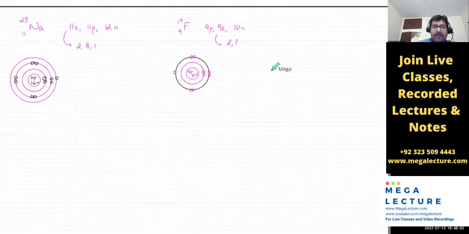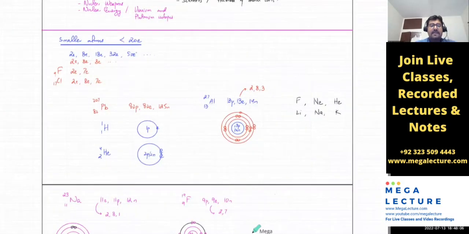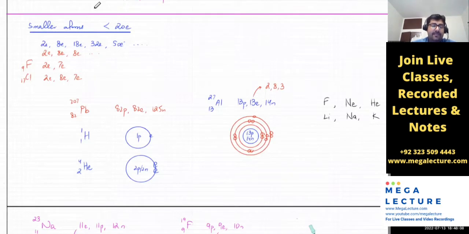That's about it. So remember, first smaller atoms, atoms up till 20 electrons. Just think of it as 2, 8, 8. That's it. You don't need 32, you don't need 50, and you don't need to know that the third shell has 18, because you don't have that many electrons.